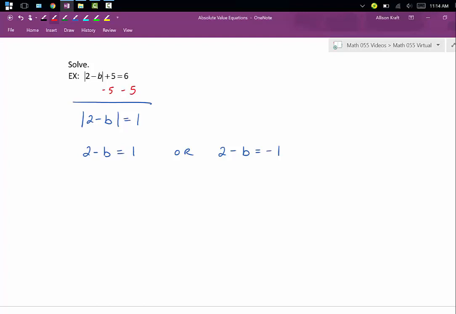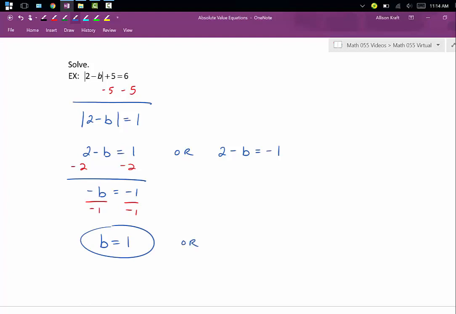I'll start by subtracting 2 from both sides. And then dividing by -1. Our first solution is that b is equal to +1. We have another linear equation to solve. Again, we'll subtract 2 from both sides. And divide by -1, giving us our second solution of b equals +3.